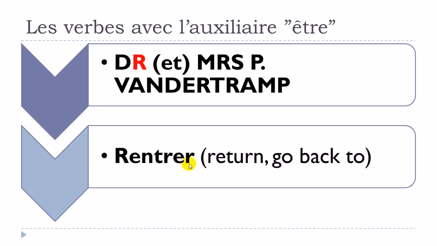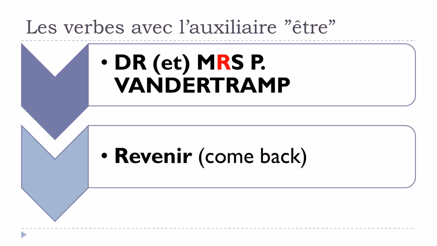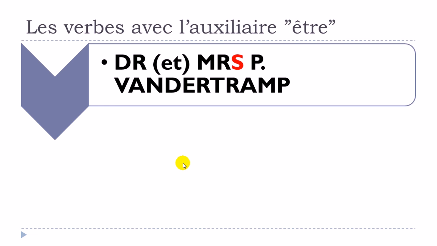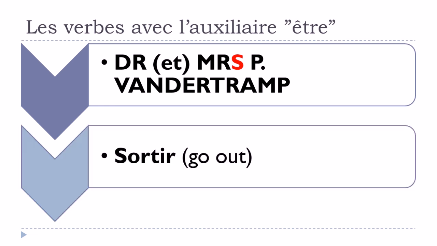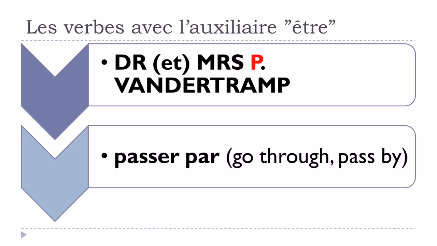rentrer. Okay, rentrer. Then M will be for mourir. Mourir. R will be for revenir. Revenir. Then we'll have S, and it will be for sortir. Sortir. P. Passer par. Okay? Passer par.